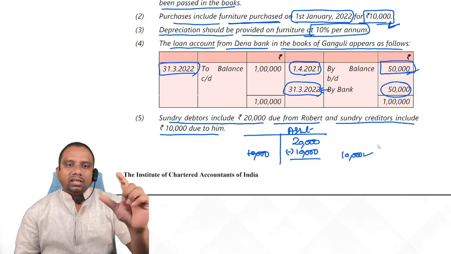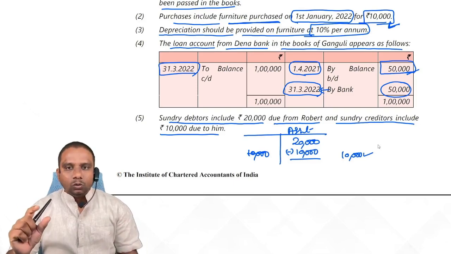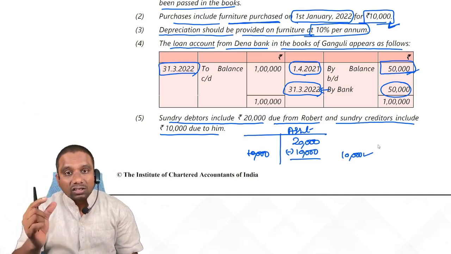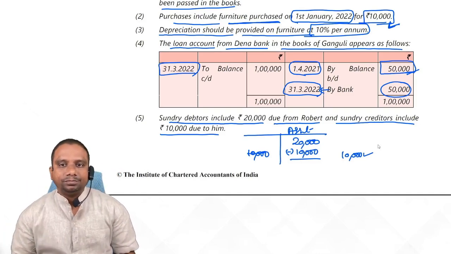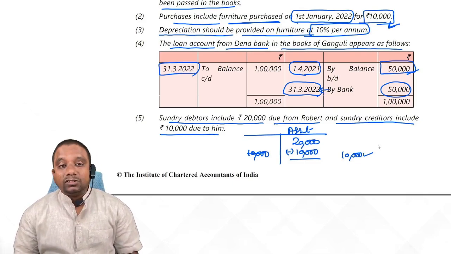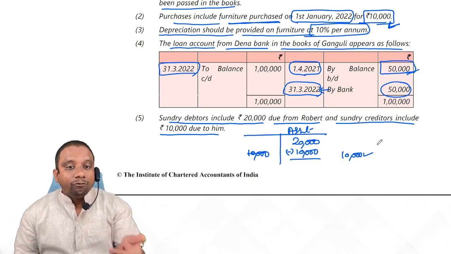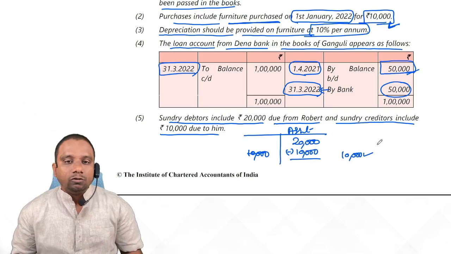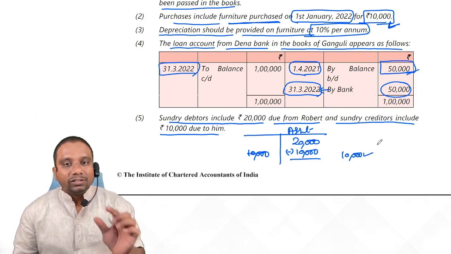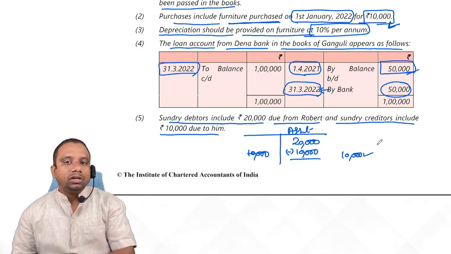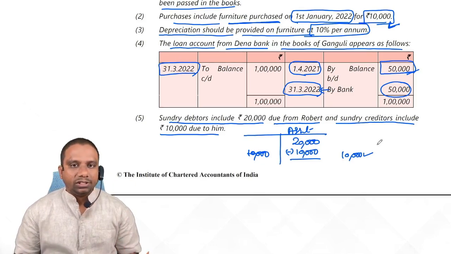The same adjustment we have to do now. Debtors include 20,000, so out of the debtors amount, deduct 10,000. Out of debtors, deduct 10,000 only. That is an important adjustment. This 10,000 is deducted before providing provision for doubtful debts. I repeat, this 10,000 rupees is deducted before providing provision for doubtful debts. That is important.